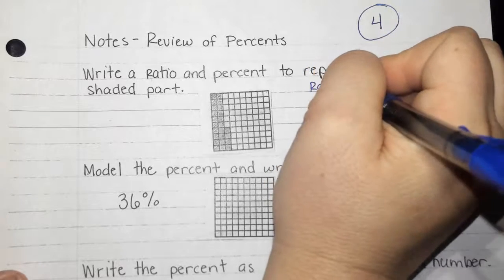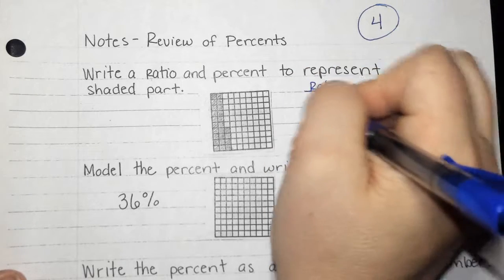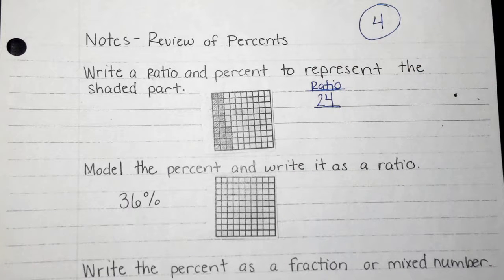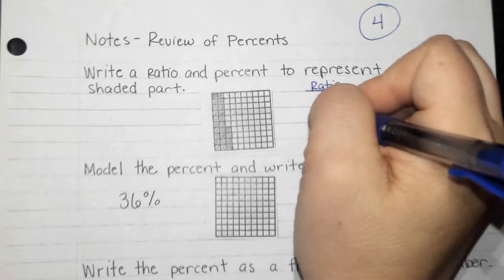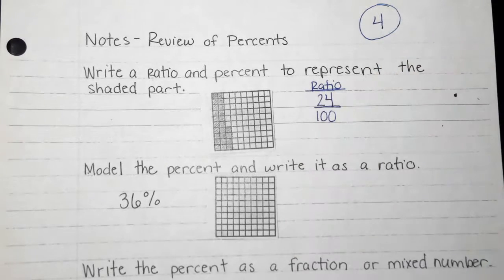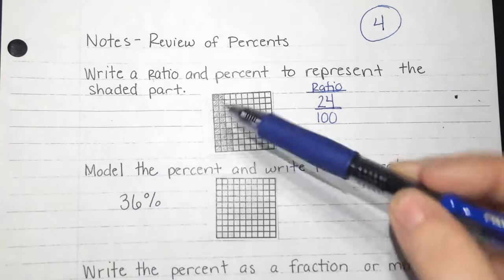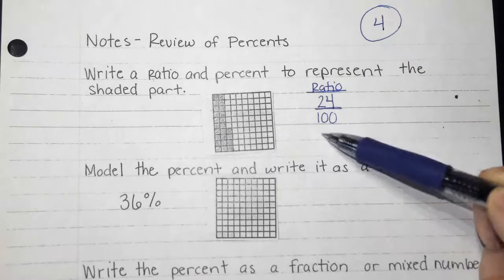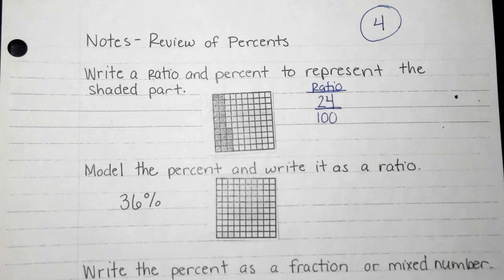So we have 24 boxes shaded. All right, and then my bottom number should be how many total boxes there were. How many total boxes were there? Cannon? 100. All right. So when it's saying write the ratio of the shaded part, is it saying the shaded part compared to the non-shaded? No, it just says the shaded. So we want our shaded compared to the complete amount. If it wanted you to compare the two different ones, it would have had to specify.